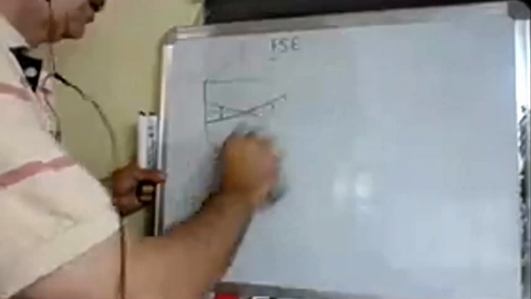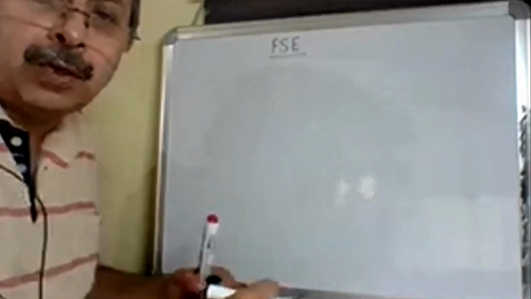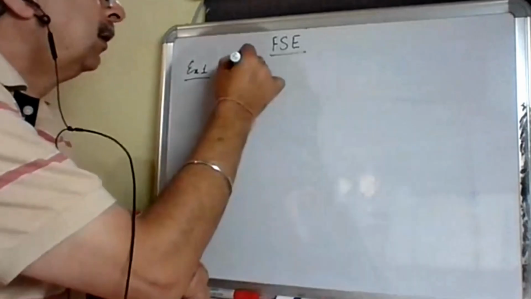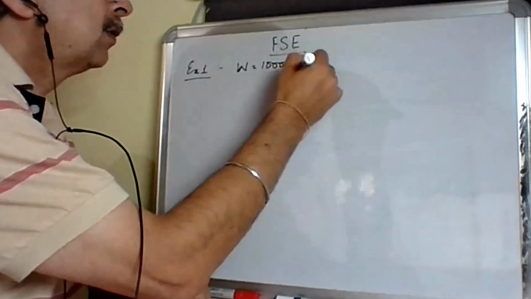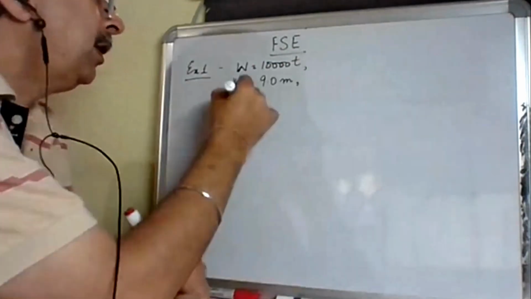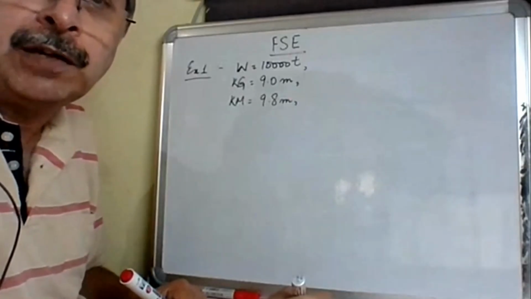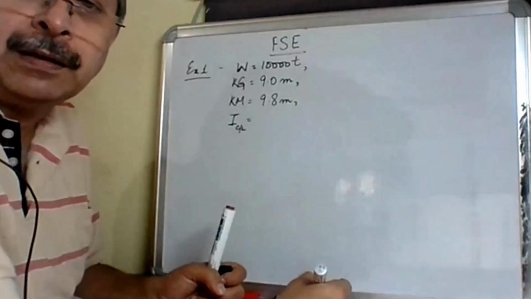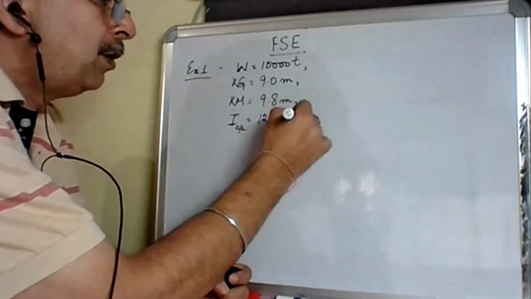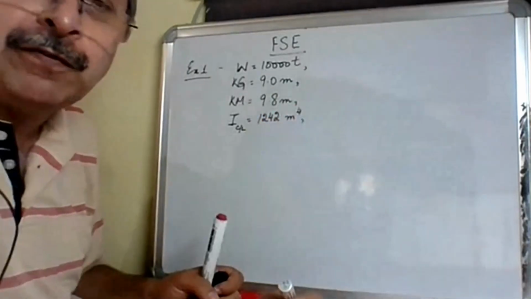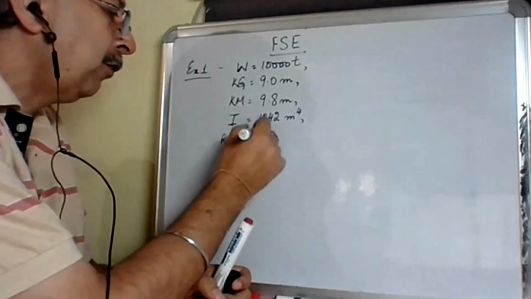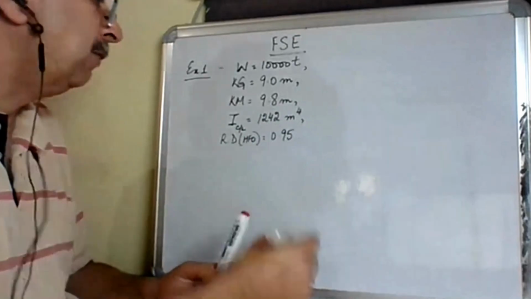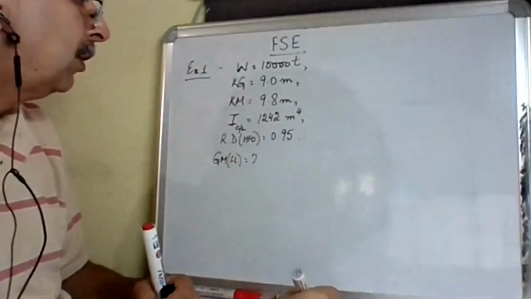Let's come to it, so let us start. Okay, so I'm starting off. So let's take example 1. You are given the following particulars of a vessel: displacement 10,000 tons, KG 9 meters, KM 9.8, moment of inertia of the surface of the tank about its center line. So I about the center line of the tank is 1242. Units of moment of inertia is m to the power 4. The RD of HFO, heavy fuel oil, is given as 0.95. You have to find out the GM fluid.